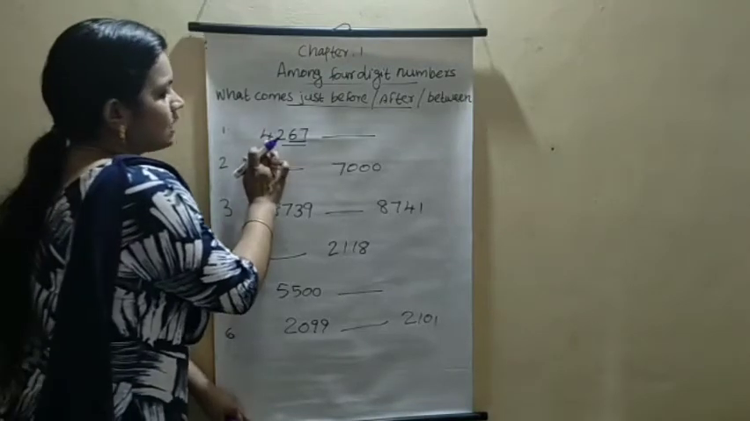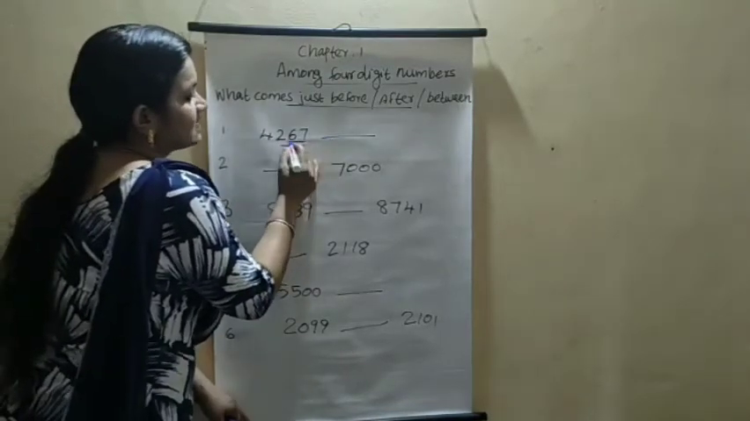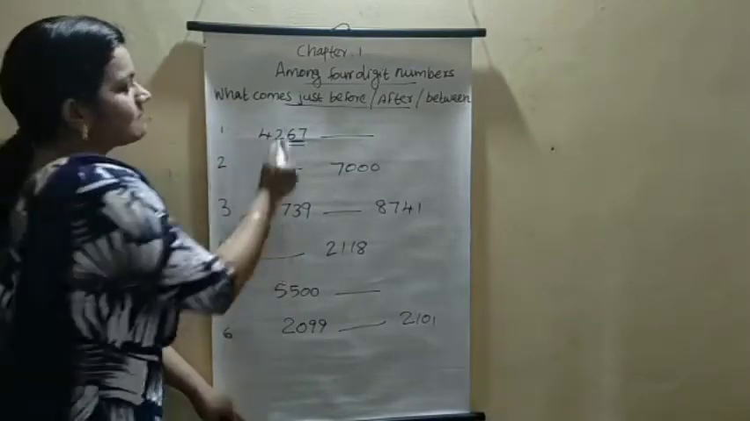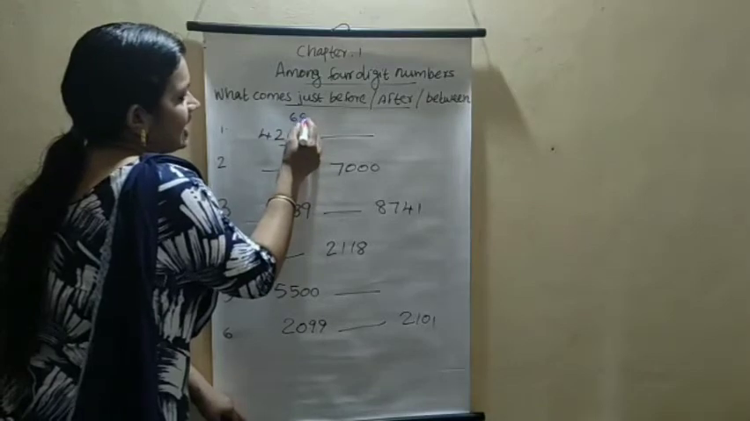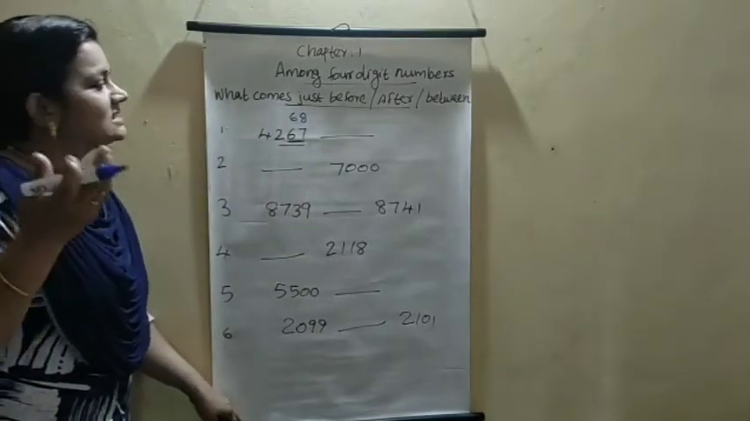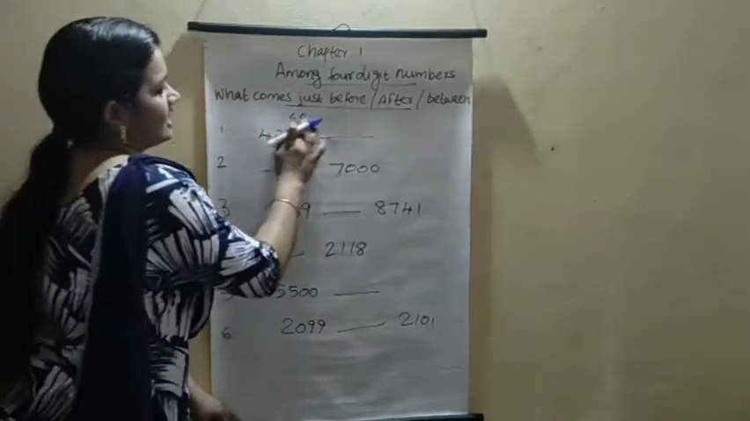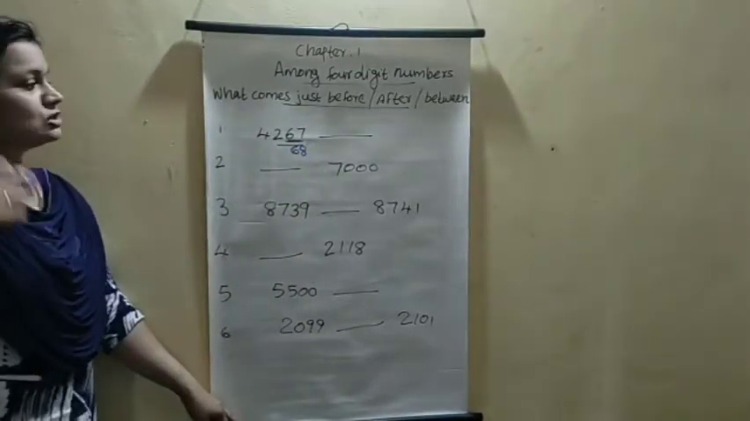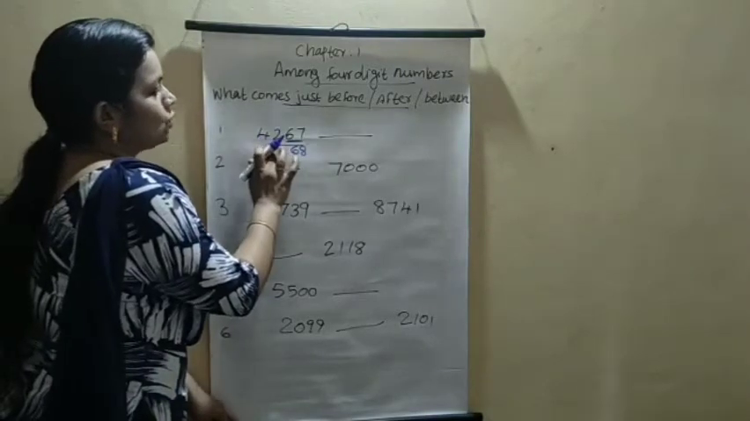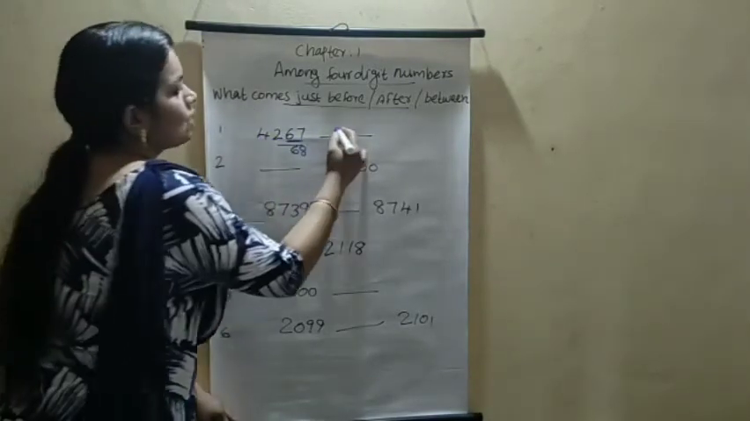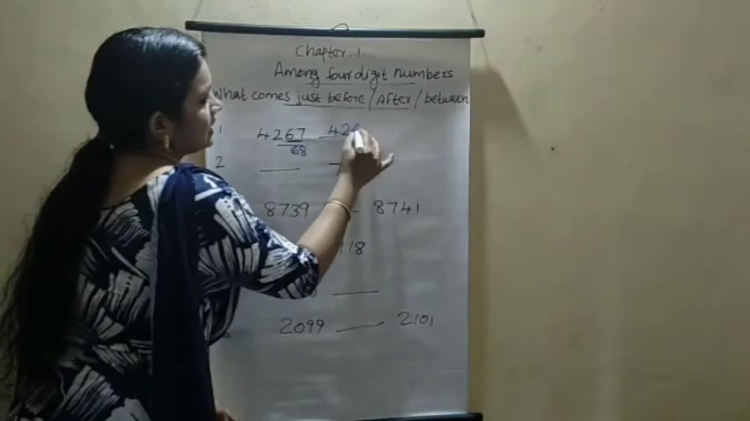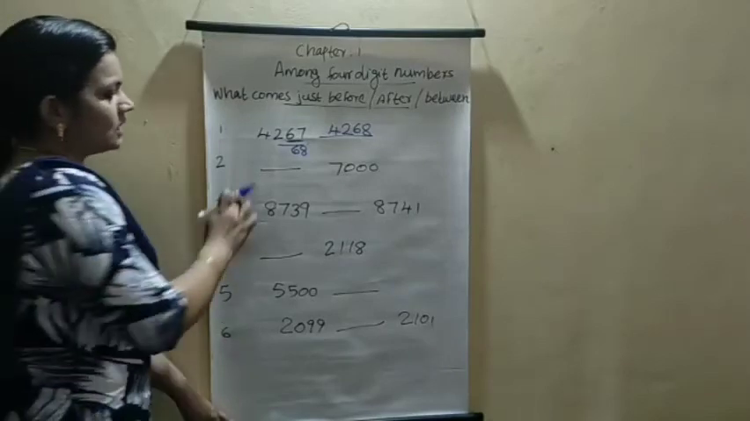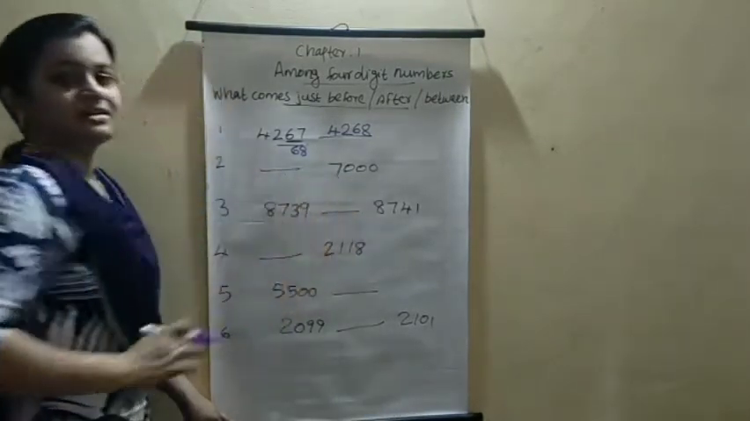Okay, then 4267: 67. What is the next number? Next number is 68. So we can write 4267 after is 4268. Understood?